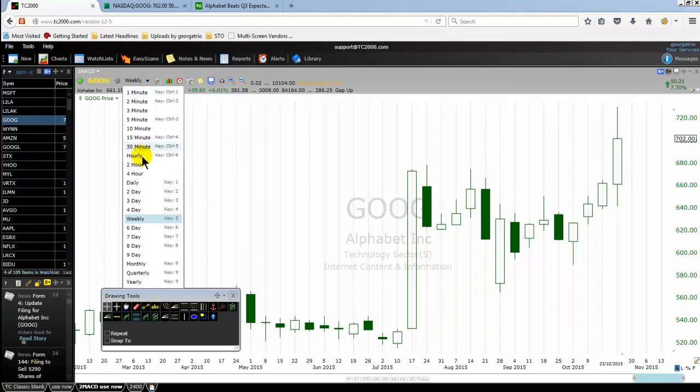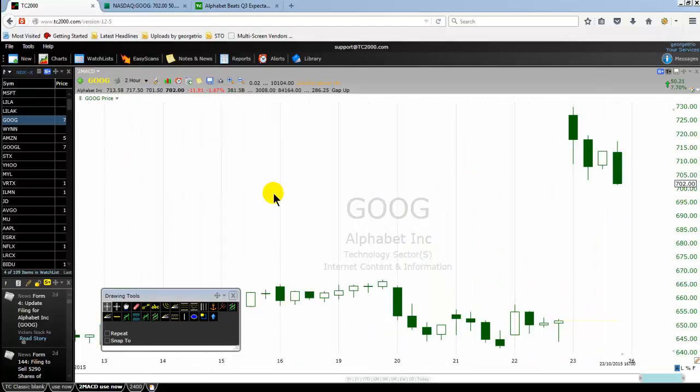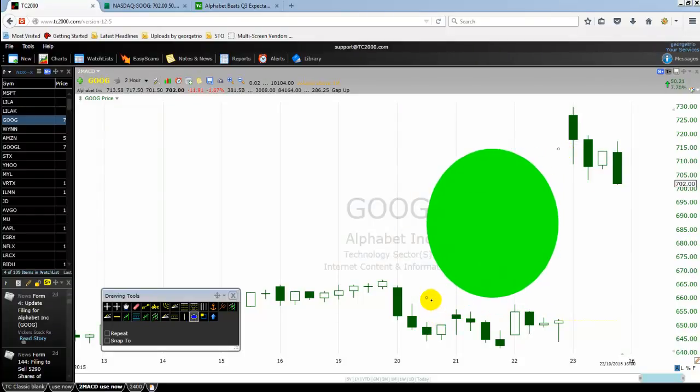So I'm going to go now to the 2-hour chart for Google stock. You can see that this is Google, on the 2-hour chart. And on Friday, the stock gapped big time. This is a market leader for what? The NASDAQ 100.